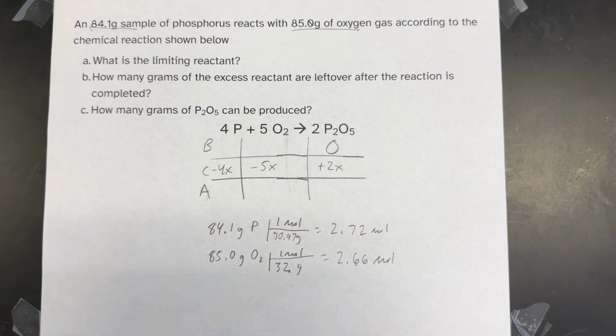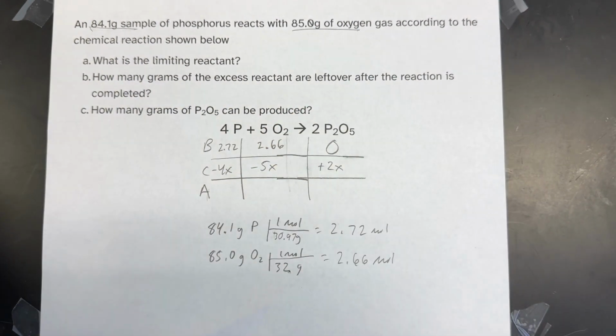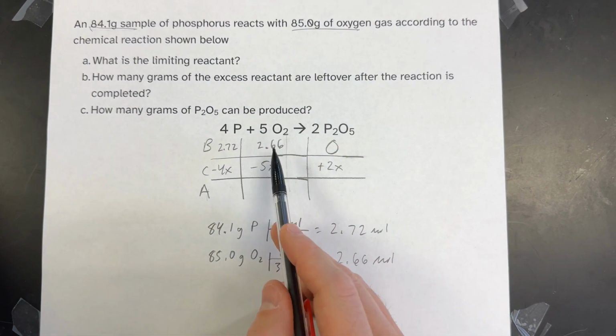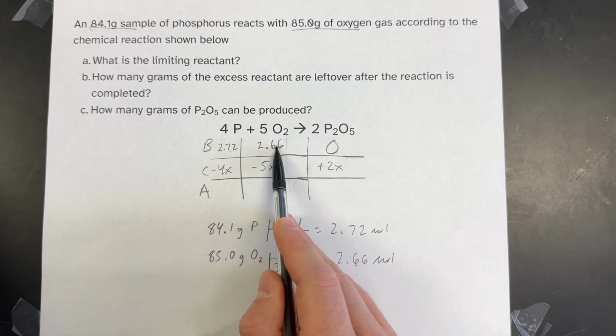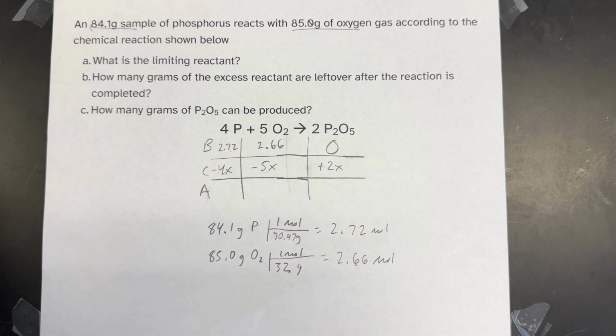So now that I have the moles of my phosphorus and oxygen, I can plug those into my table. So 2.72 moles and 2.66 moles. Again, you are going to have to figure out which reactant you run out of first. I can look here and see that I have slightly less O2 than I do phosphorus, and also I'm using up the oxygen a lot quicker than the phosphorus. I'm using 5 oxygens but only 4 phosphoruses. So we can make an educated guess that oxygen will run out first, and that would make oxygen the limiting reactant.